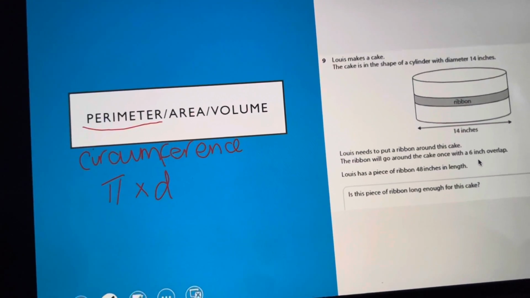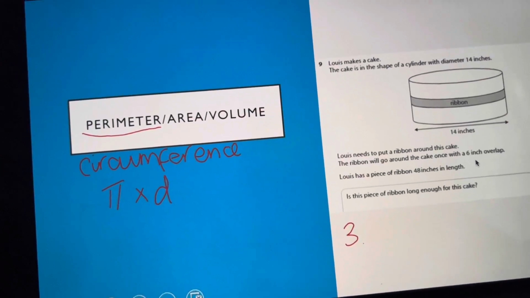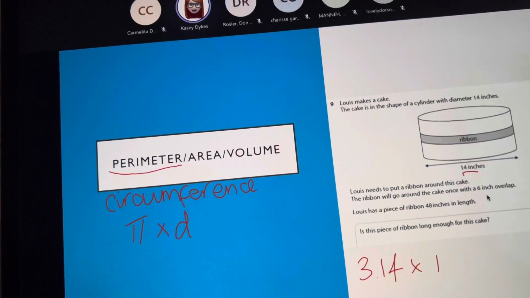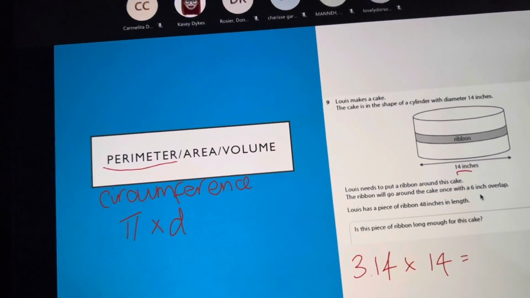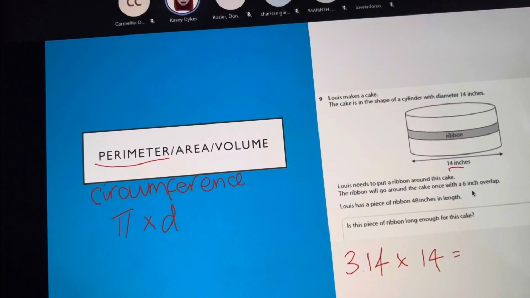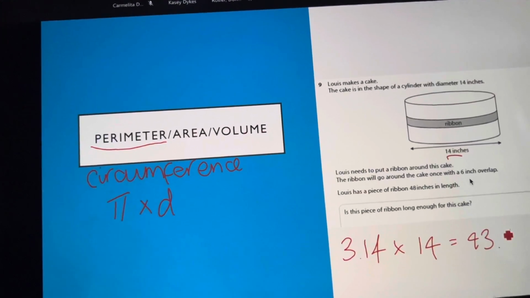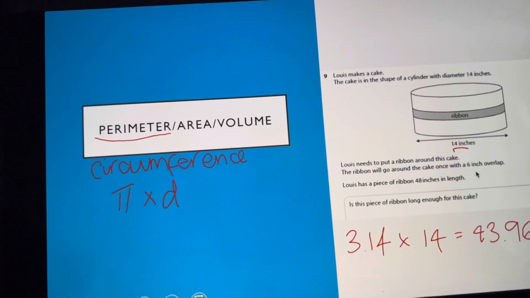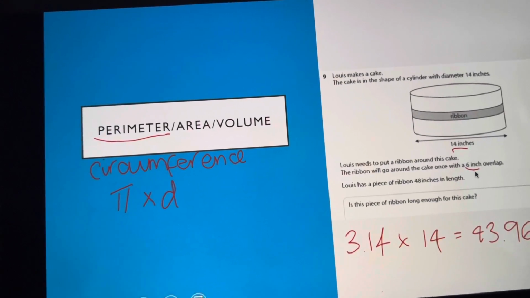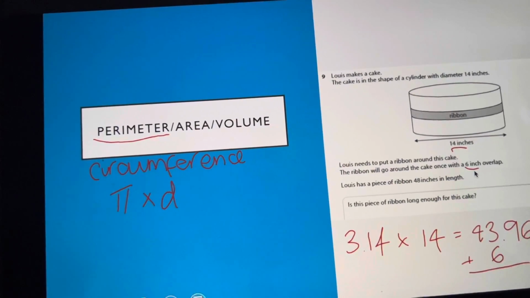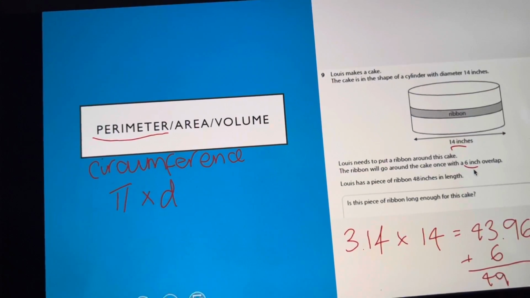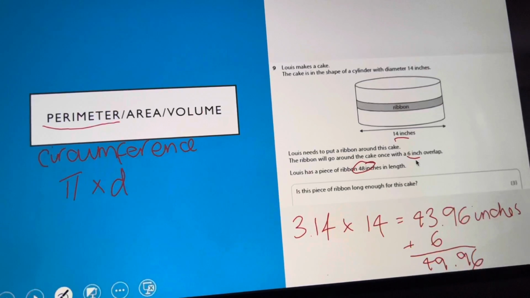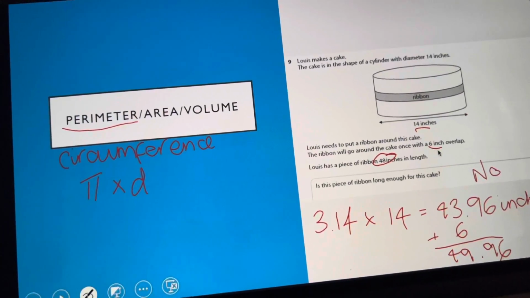So we're doing 3.14, which is pi, times our diameter of 14. That should give us 43.96 inches. And he wants a 6-inch overlap, so we just need to add that on to get 49.96. His ribbon is 48 inches, so no, it's not long enough.